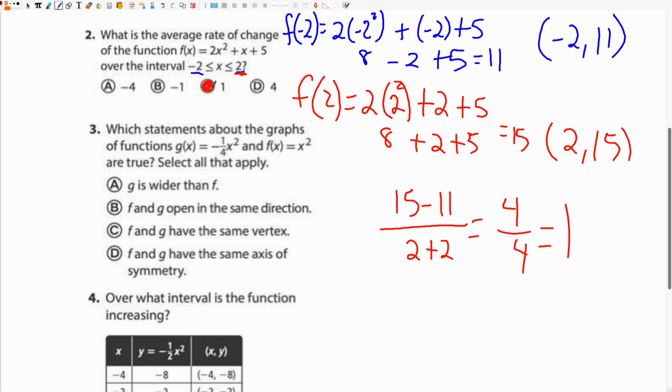I know you're writing down notes on what I did on that one. Maybe even write those steps down. Step 1, solve the equation twice using the two x values from the interval. Step number 2, find the slope. All right, okay. Everybody good?